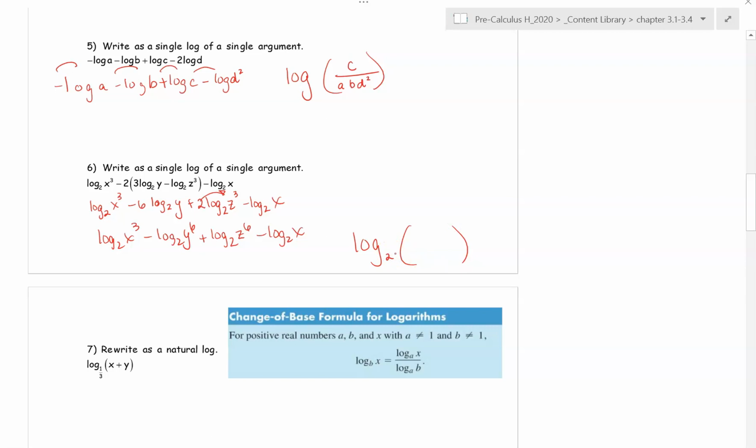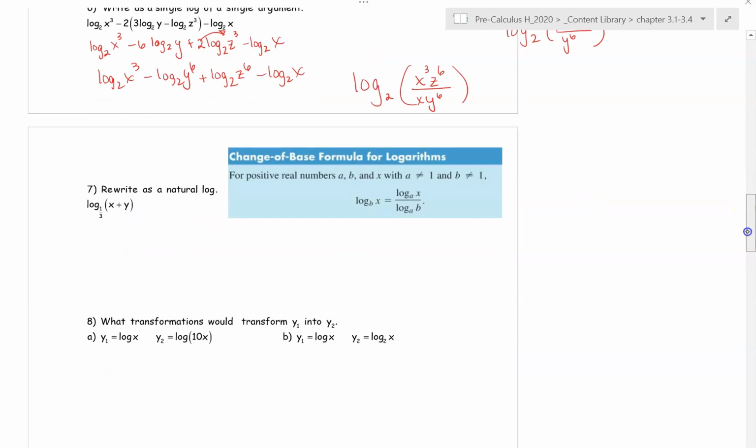So we can use the power rule, and I should say the product rule and the quotient rule, because the bases are all 2. So again, anything after a negative sign, you're subtracting. So y to the 6th goes in the denominator, the x goes in the denominator, x to the 3rd, and z to the 6th, you're multiplying. So that would go in the numerator. So now we can just simplify. We have log base 2 of x squared, z to the 6th divided by y to the 6th.